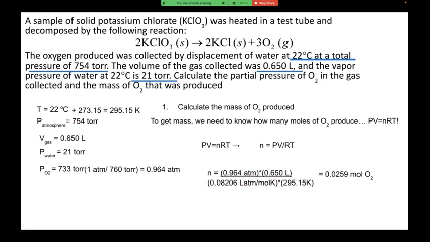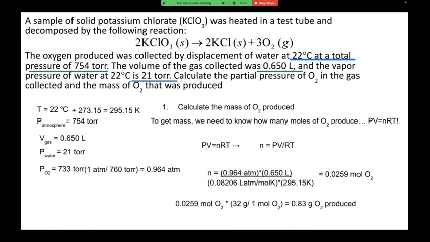But I don't need to know my moles. I'm asked about my mass. So to get my mass, I have to utilize my molar mass and say that for every 1 mole of oxygen gas, because it's O2, we ultimately have 32 grams of O2. So when I multiply 32 into 0.0259, we're able to say that 0.83 grams of oxygen gas are produced.